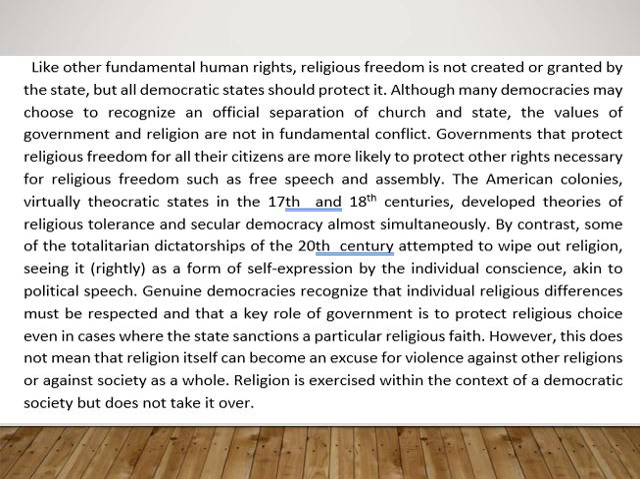Snatches a particular religious faith or they are following a different religious faith. However, this does not mean that religion itself can become an excuse for violence against other religious groups or other religions, or against communities or a society as a whole. Religion is exercised within the context of a democratic society, but does not take it over.